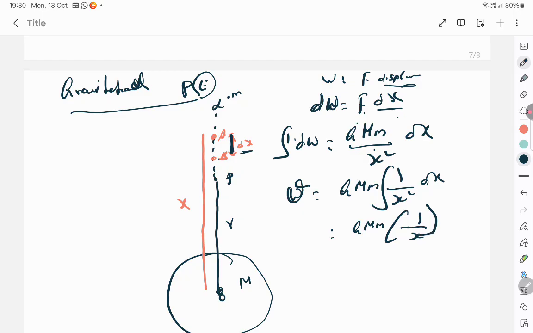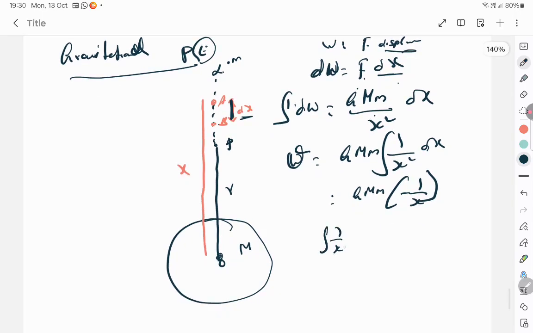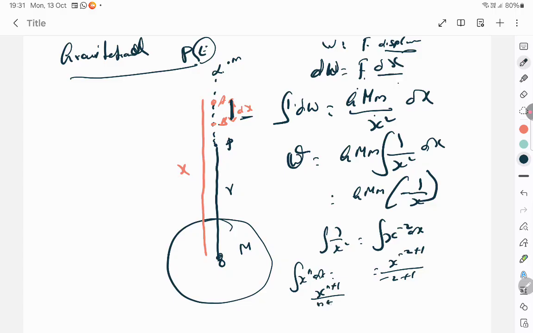Do you know the integration of 1 by x square? 1 by x square can be written as x to the power minus 2 dx. So x to the power minus 2 plus 1 by minus 2 plus 1. The formula for x to the power n integration is x to the power n plus 1 by n plus 1. You should know this.